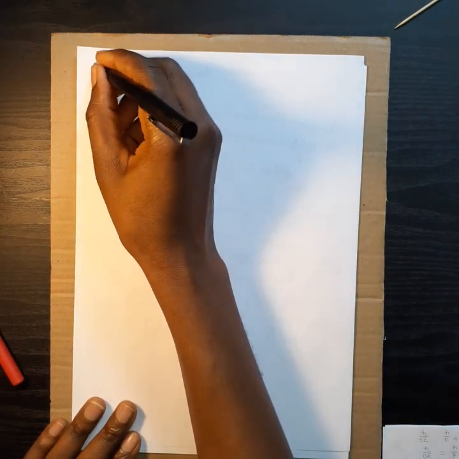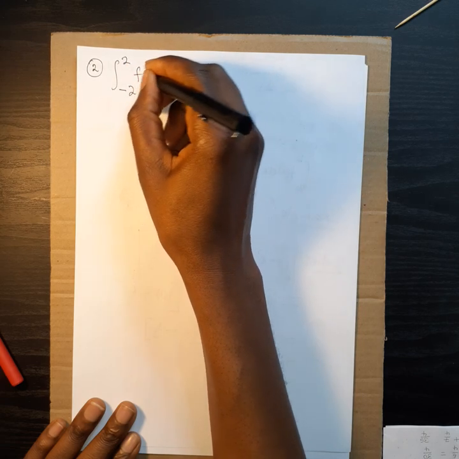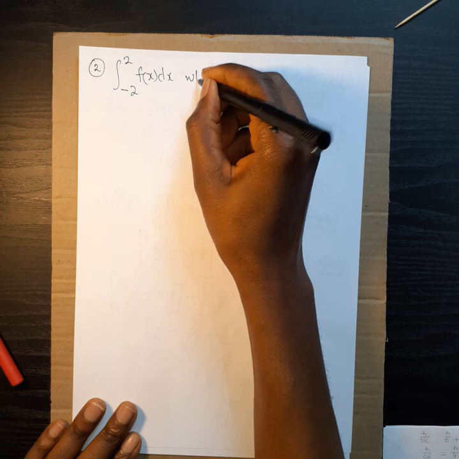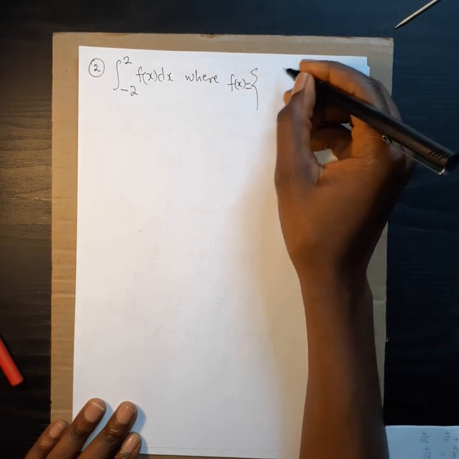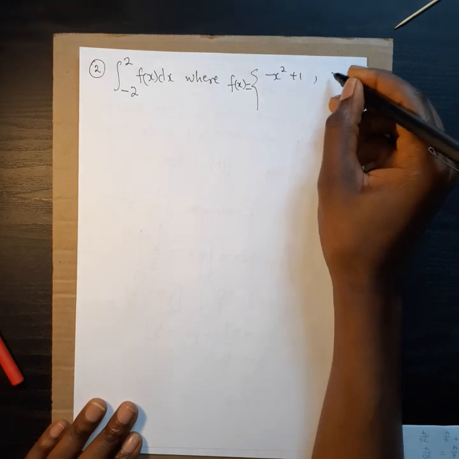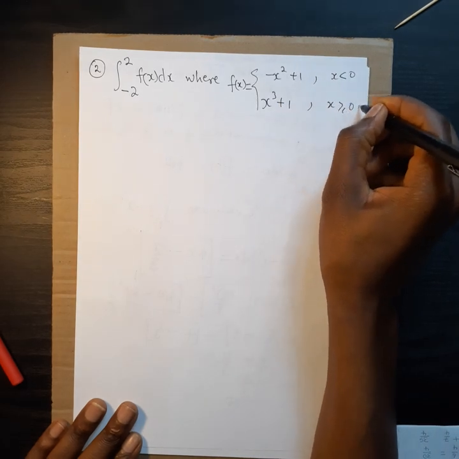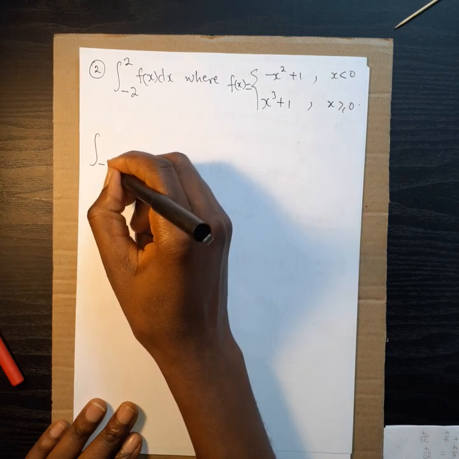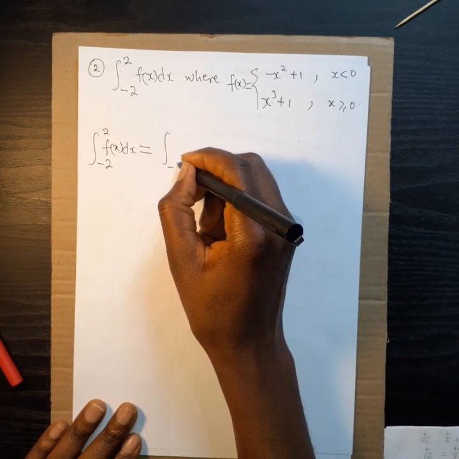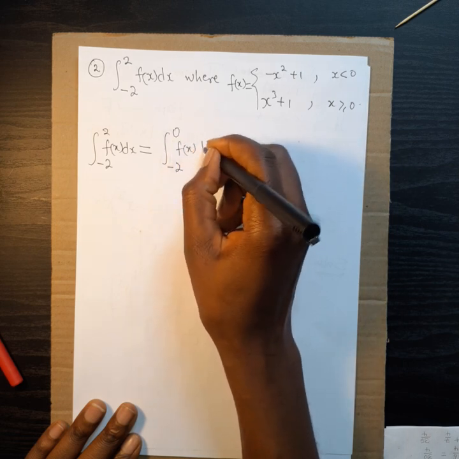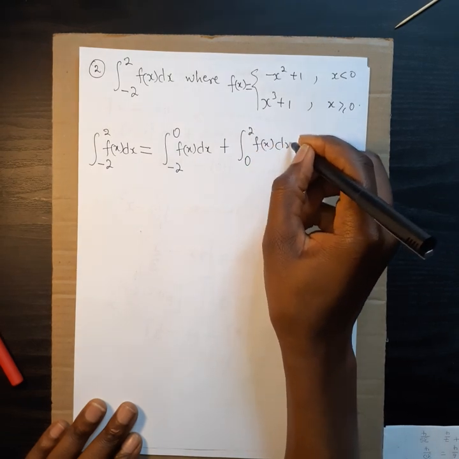Let us take now example number 2, where they say evaluate the integral from minus 2 to 2 of f of x dx, where f of x is a piecewise defined function, equal to minus x squared plus 1 if x is less than 0, and it's x cubed plus 1 if x is greater or equal to 0. So the integral from minus 2 to 2 of f of x dx is equal to the integral from minus 2 to 0 of f of x dx, plus the integral from 0 to 2 of f of x dx.